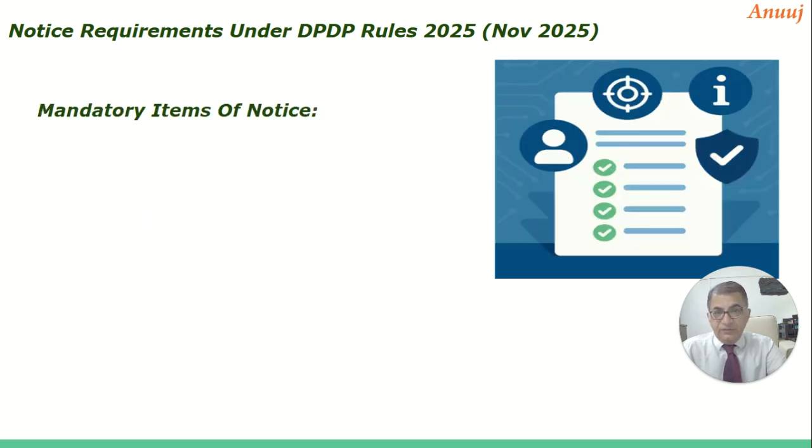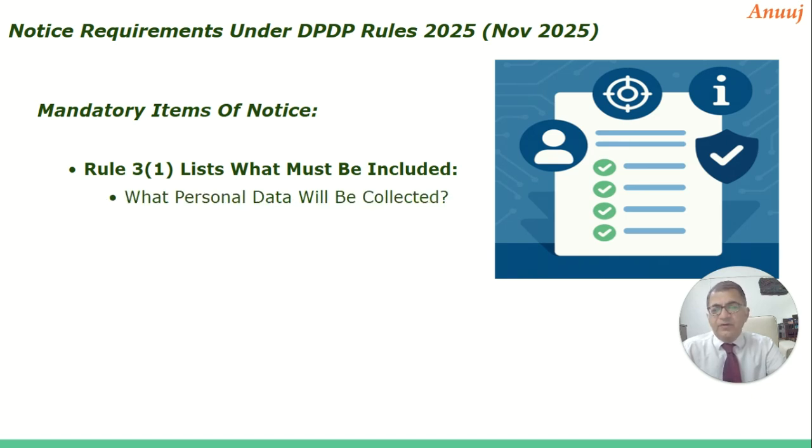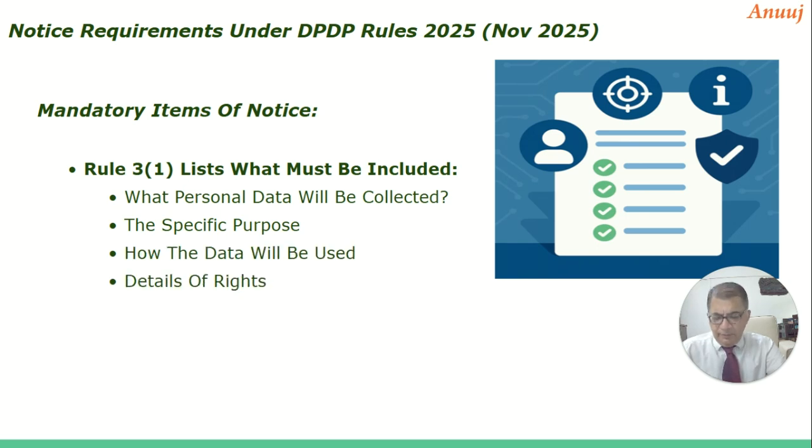Mandatory items of the notice. Rule 3.1 says that the following things need to be included. What personal data will be collected? What is the specific purpose of this collection? How is this data being used? What are the details of rights? That means which rights, what is the purpose of each right, and how can you use those rights? How can you withdraw your consent?